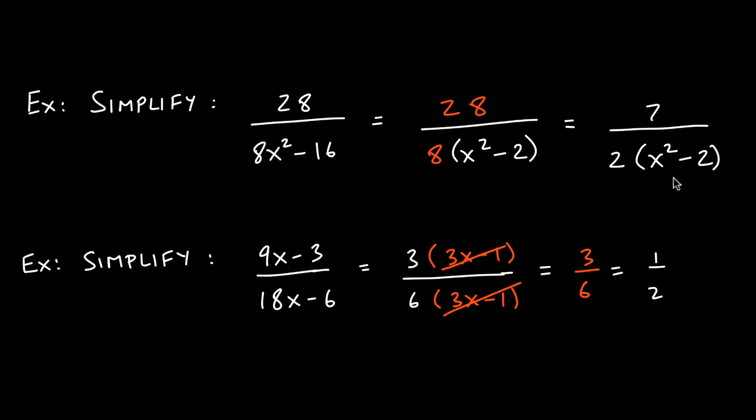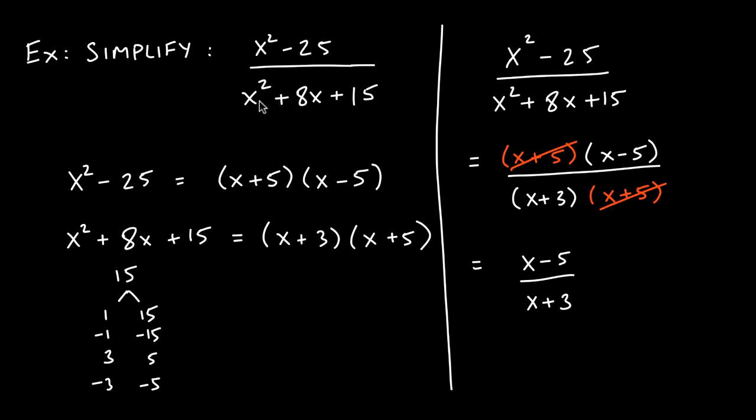This problem is finished. For the following example, we see 9x minus 3 all over 18x minus 6. We notice that we can factor out a GCF of 3. So factoring a GCF of 3 out leaves us with 3x minus 1. Factoring a 6 out of the denominator, the GCF 6, leaves us with also 3x minus 1. Again, because I have a product here and a product here, I can cancel these two terms out, leaving behind the 3 over 6, which we can reduce down to 1 over 2.